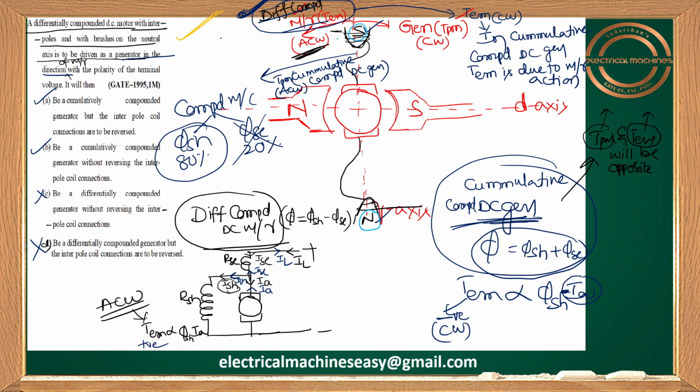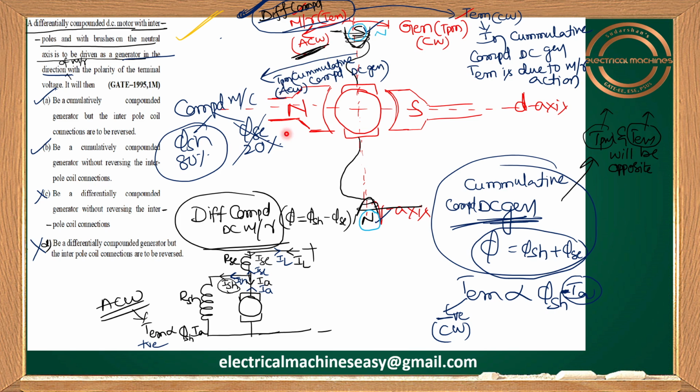I told you, in the direction of the generator, if you want to decide the polarity of this interpole, try to see the ahead main pole. What is the ahead main pole here? North pole. So it should be north pole. And in the anti-clockwise direction of the cumulative compound generator, if you want to decide the polarity of this one, let me use the laser pointer here.